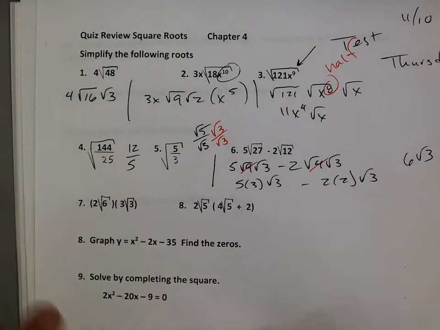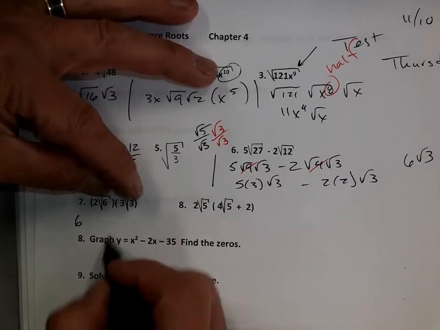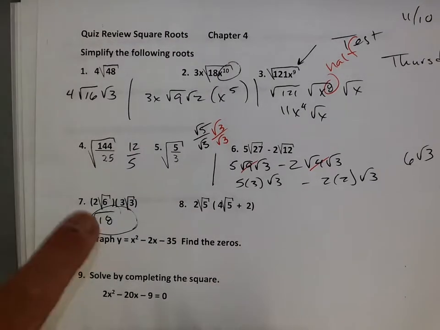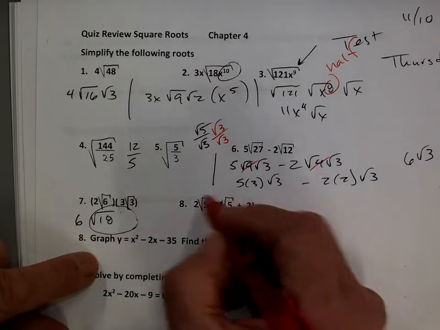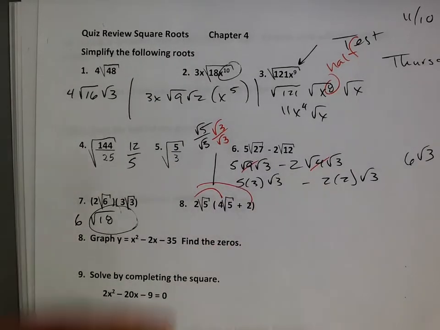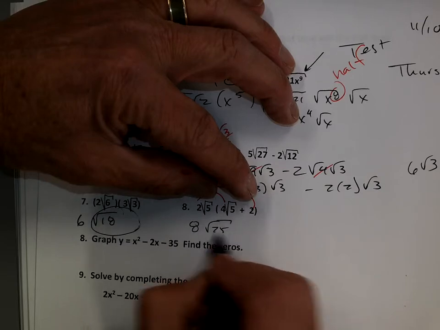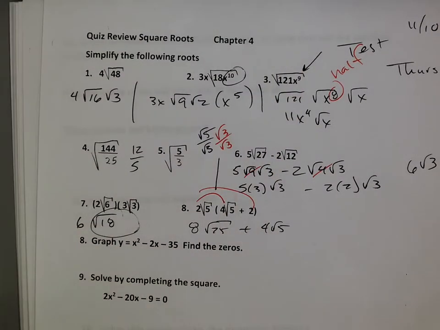Okay? Number 7, multiply whole numbers together, 6, and multiply the square root numbers together, 18, and then reduce that. Don't forget to reduce that, 9 and 2. Number 8, we're going to distribute this times this times this. We're going to get an 8 square root of 25, and that'll become a 5, plus 4 square roots of 5. Take the square root of 25, multiply it times the 8, and you're done.